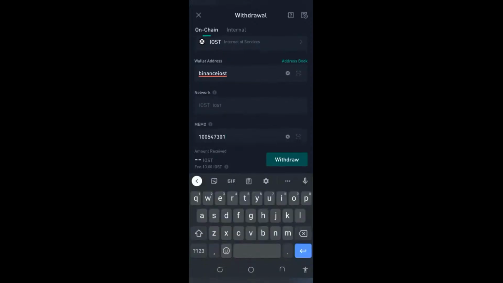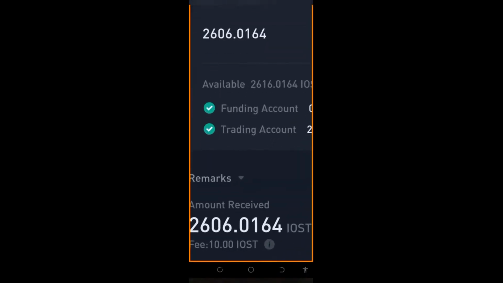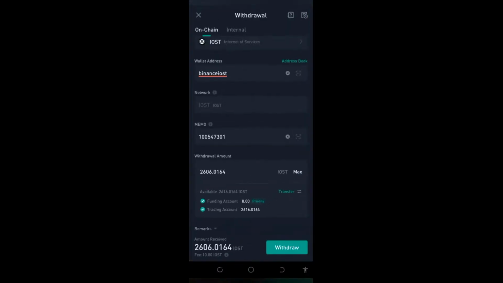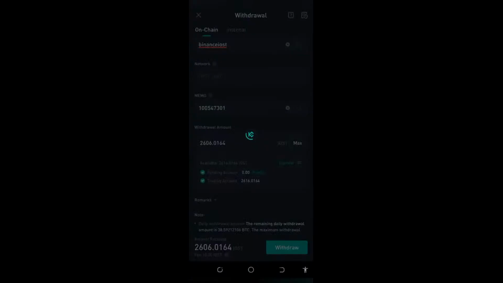Good. So it looks like everything is going on well. Then we pick max. So what we get is 2606. Remember that there's going to be a withdrawal fee of about 7 cents. It says that the fee is 10 IOST, which is equivalent to about 7 cents. So we're going to go over and get this done. One to go. Let's withdraw. Okay. Withdraw.